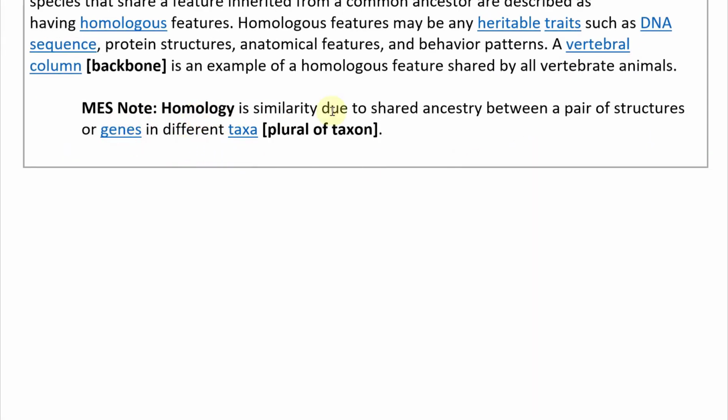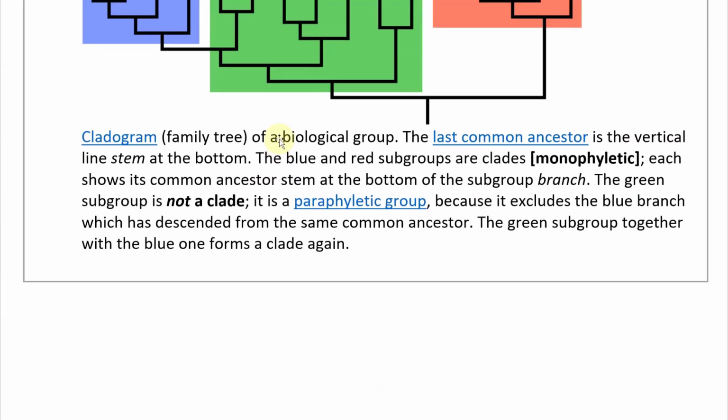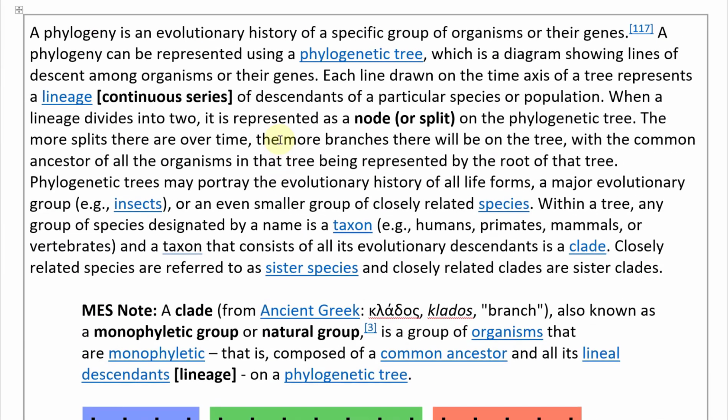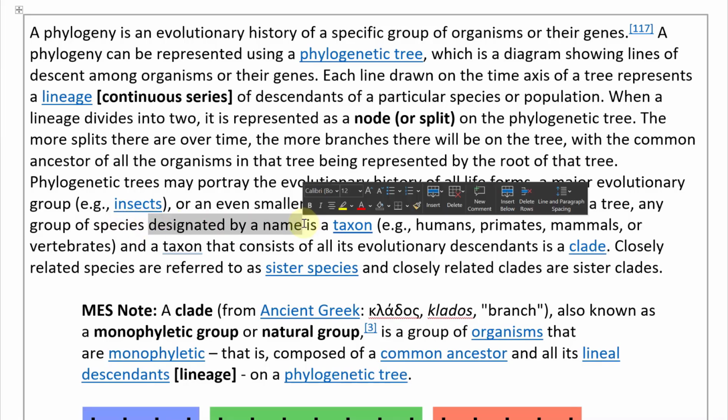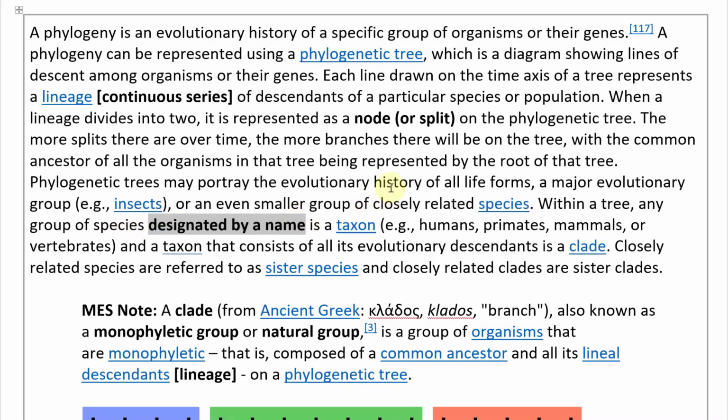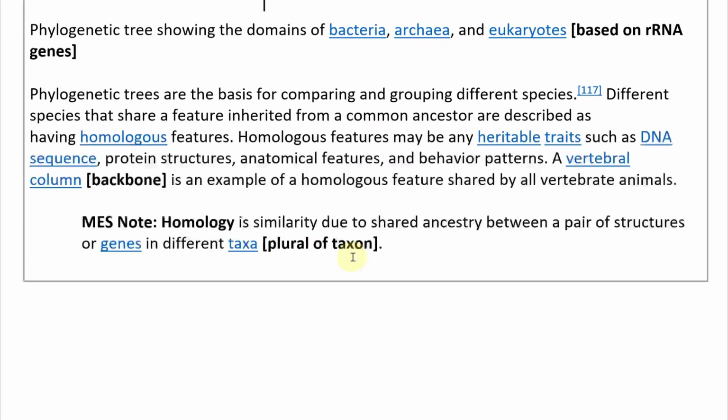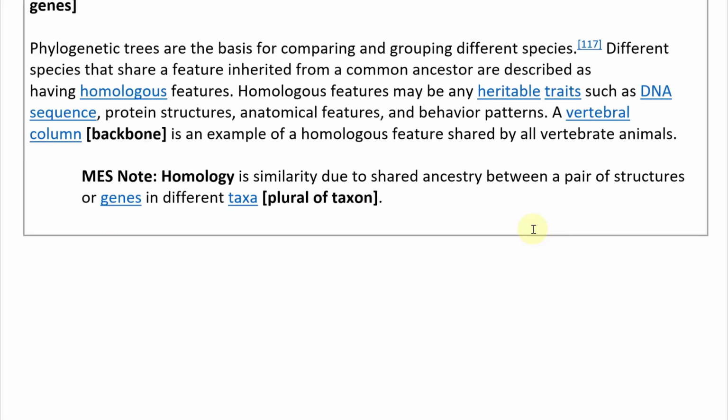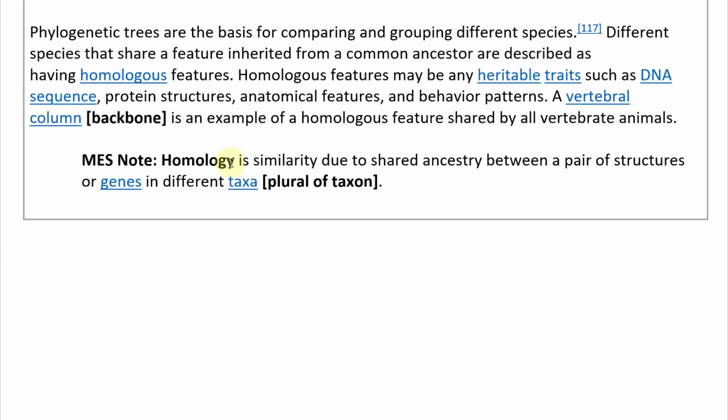And note, homology is similarity due to shared ancestry between a pair of structures or genes in different taxa, the plural of taxon. So within a phylogenetic tree, any group of species designated by a name, that's key. I'll just bold that. Designated by name is a taxon. So you put humans, primates, etc. Those are all just taxa. Continue further. So homology is similarity due to shared ancestry between a pair of structures or genes in different taxa, plural of taxon.